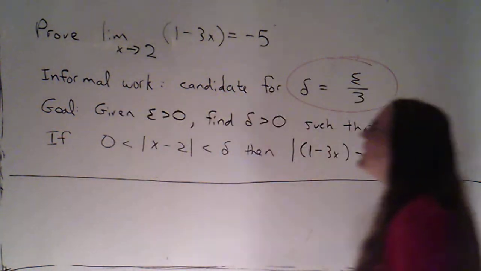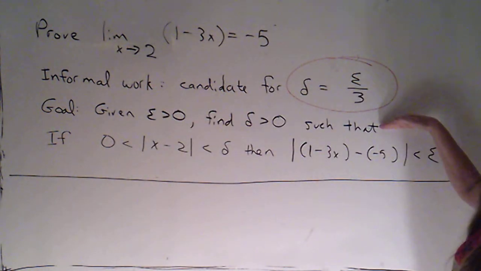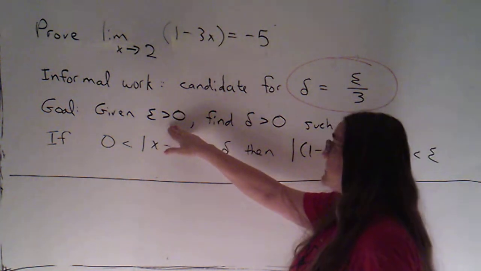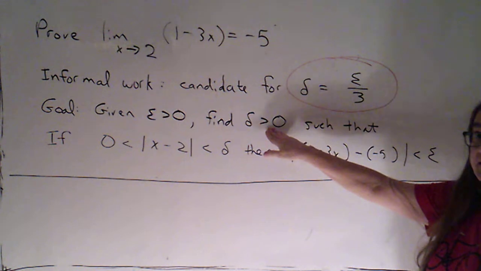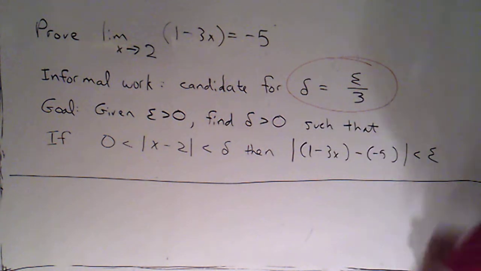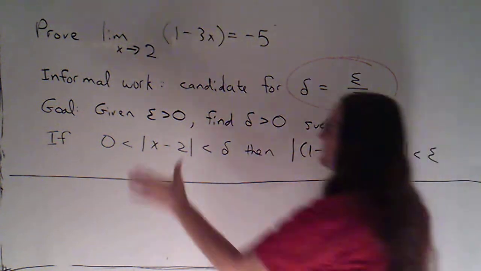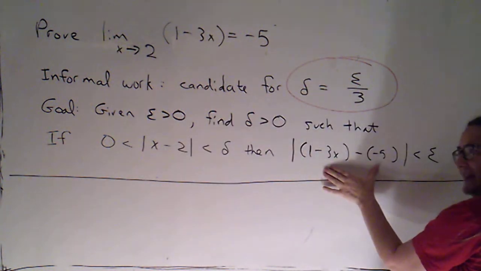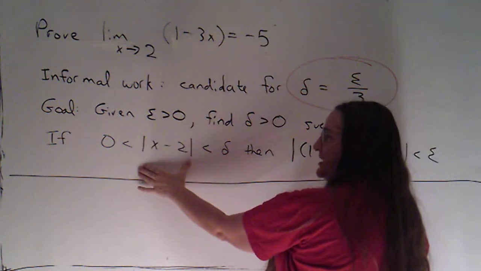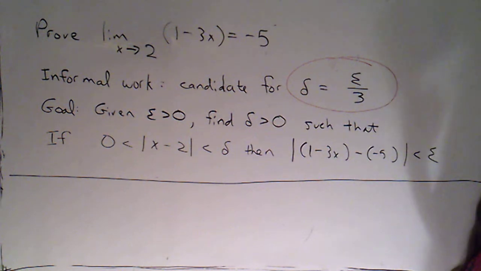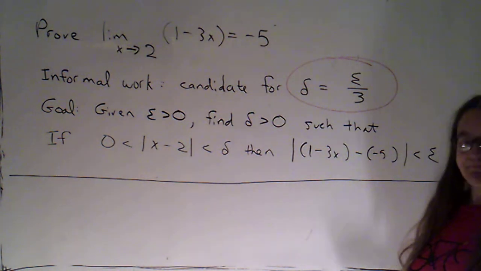Okay, so here I just remind us of our goal. If we're given an epsilon, if we're given a standard of closeness for the y values, we want to find a delta. We think we have, but we need to demonstrate that this such that part is true. And it's such that if this is true, then that is true. So that if we're close to but not equal to 2 in the x values, the y values will be close to negative 5, using epsilon as our standard of closeness.